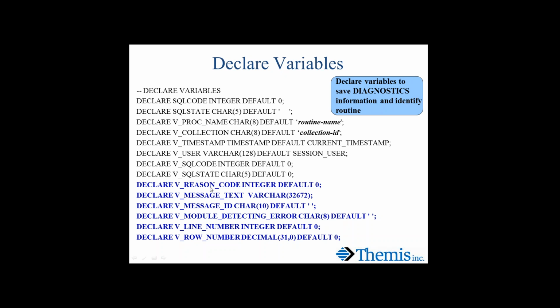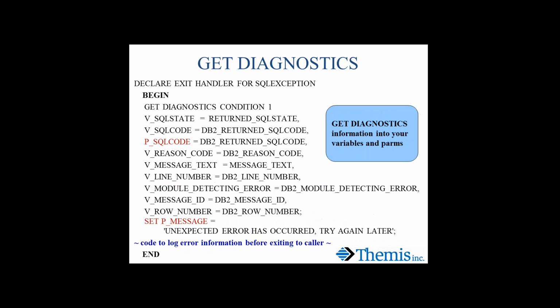I want to set aside a variable to capture through the GET DIAGNOSTICS the reason code, the message text, the message ID, the line number, row number, and module detecting the error. So these are all areas you could have in a template or in a module you can copy in.